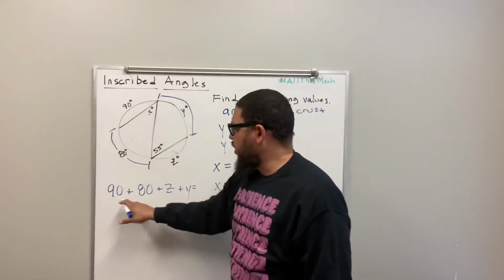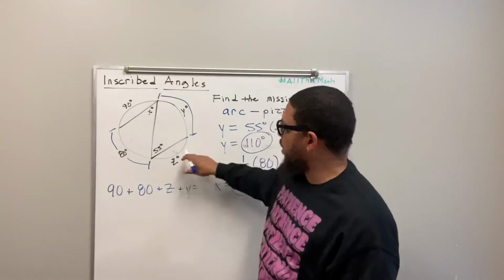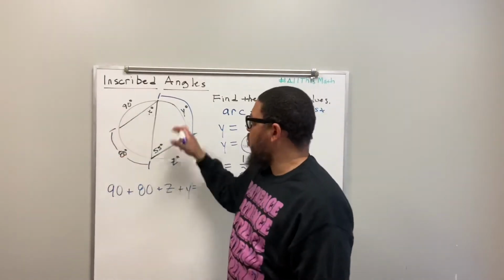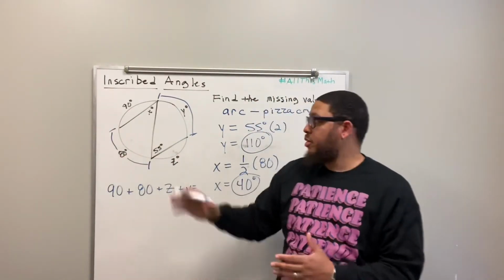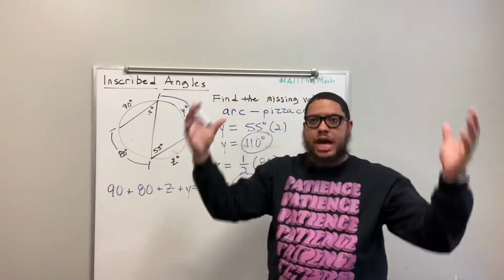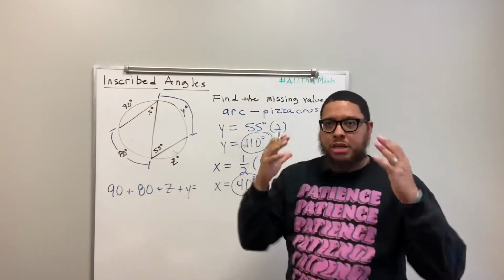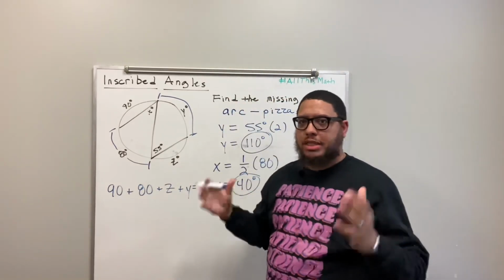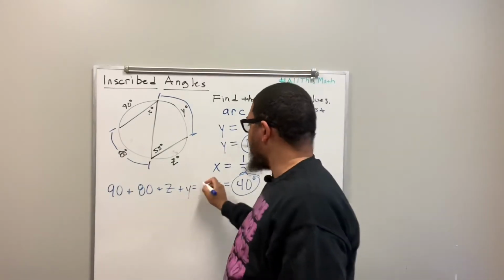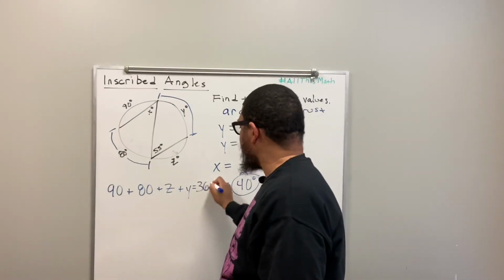Now, all 4 of these arcs, 1, 2, 3, 4. See? 1, 2, 3, 4. All 4 of those arcs put together, you can visualize it. They make up the entire circle. That's what they do. They make up and compensate for the entire circle. So all 4 of them arcs got to add up to 360.